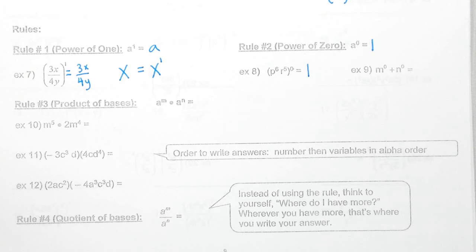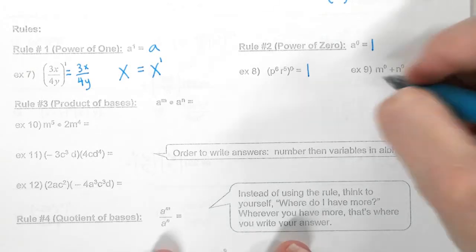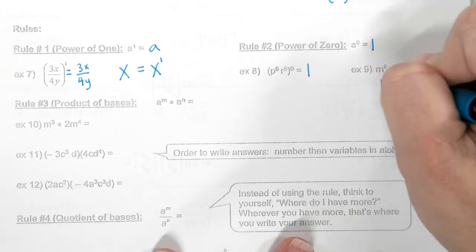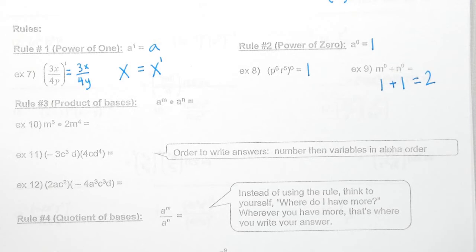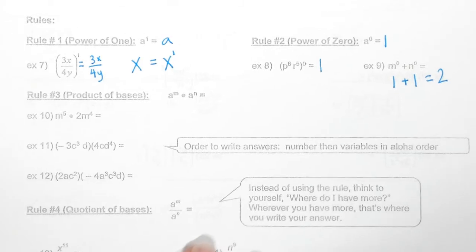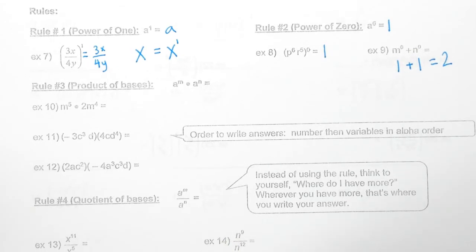Now, what about number 9? 2. Look at y'all go. Okay, m to the 0 is 1, plus n to the 0 is 1, and 1 plus 1 is 2. We used to put a problem like that on a quiz or something, and people always were like, look at y'all go. So smart.